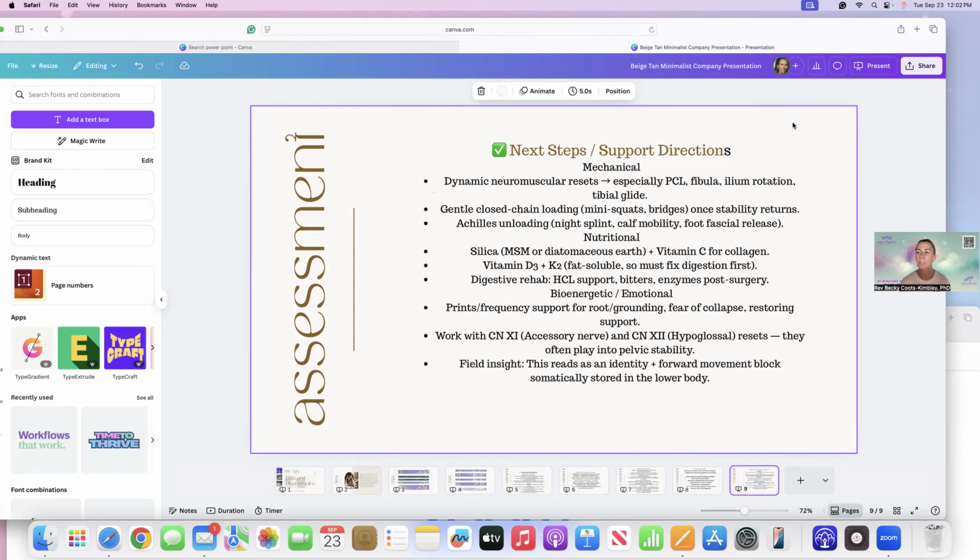You know, how can we support this person? We can also use frequencies for the bones, as you saw on the Genius scan. All of those frequencies were run, scanned, and optimized for that person. We could also work with the cranial nerves. We've got the accessory nerve and the hypoglossal.